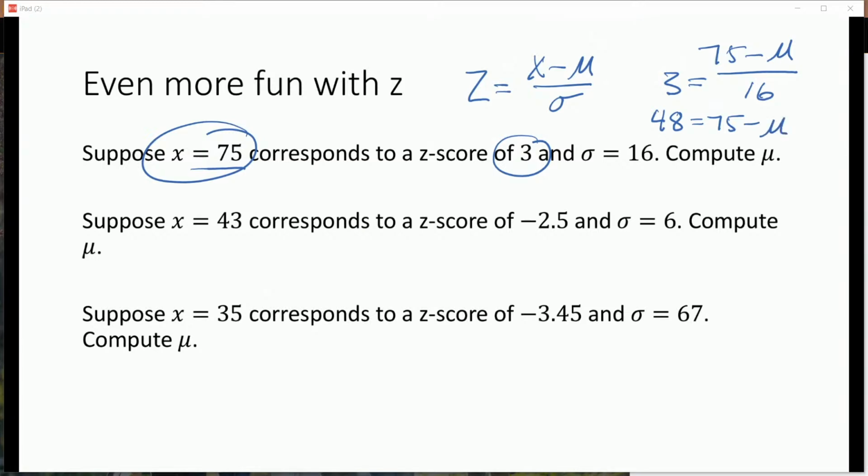It always bothers me when my letter, and I know you don't think of that as a letter, but it's a Greek letter, it always bothers me when it's on the right side, so I'm going to add it to both sides. So I have mu plus 48 is equal to 75. Sorry, I've run out of room, so I'm just going to keep going down. And then subtract 48 from both sides. So mu is equal to 75 minus 48, which is 27. So that's my answer for that one.